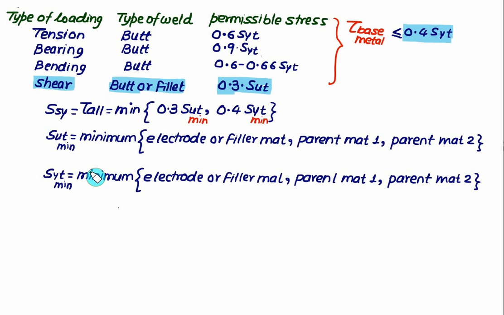So once you finalize the value of SUT minimum and SYT minimum, then you have to solve this condition and find out the value of tau allowable. In that case, the factor of safety FOS will be tau allowable divided by the maximum possible shear stress tau max. Using this, we can calculate the factor of safety. This is a slightly typical procedure to find the value of SUT minimum and SYT minimum, but this practice is preferred in the industry. So I introduce you how to find the value of SSY or tau allowable in the welding case.